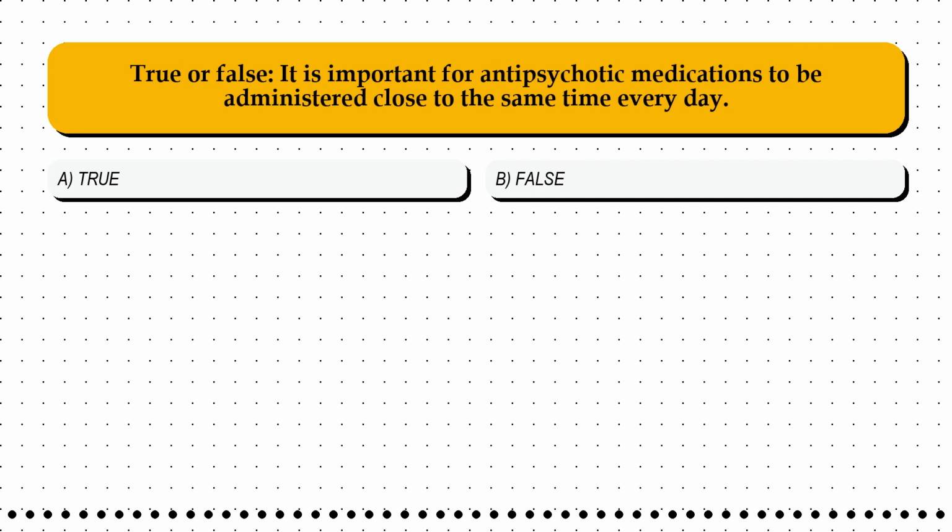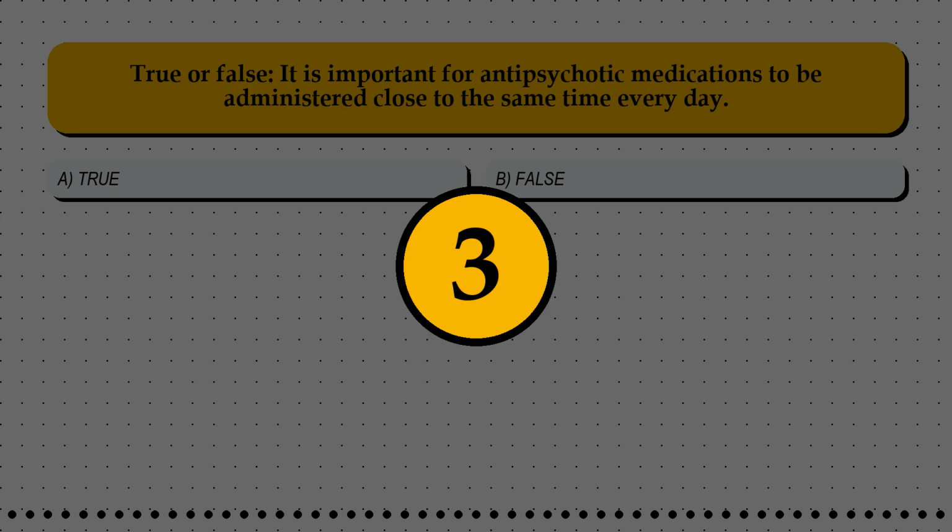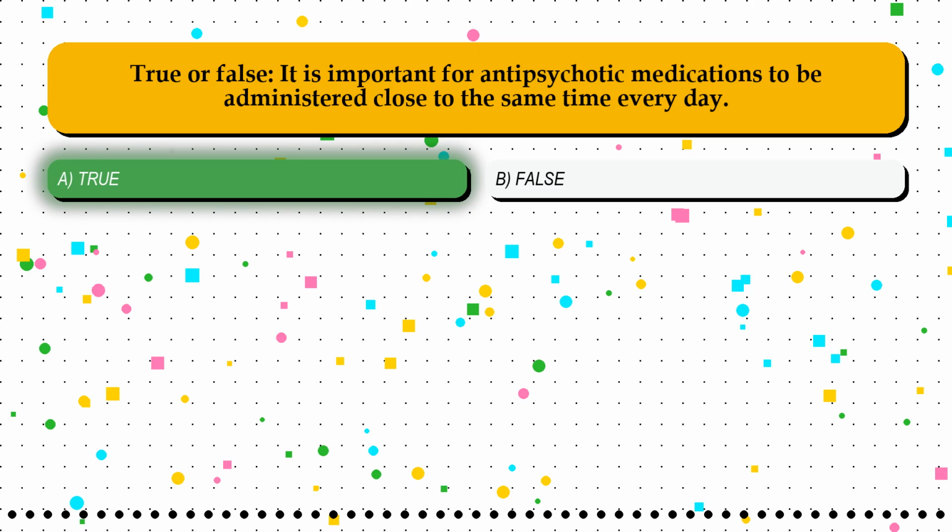Question 206. True or false, it is important for antipsychotic medications to be administered close to the same time every day. Option A, true. Option B, false. The correct answer is option A, true.